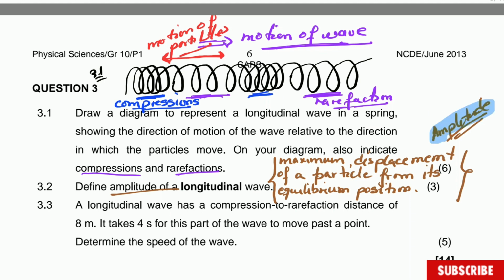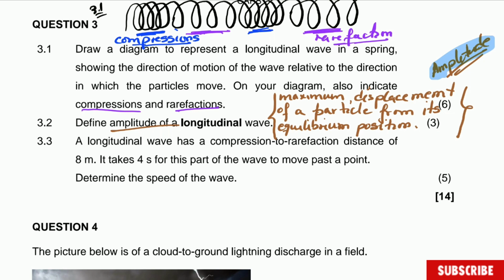It is important. Now, a longitudinal wave has a compression to rarefaction distance of 8 meters. It takes 4 seconds to travel those 8 meters. That 8 meters, guys, is the distance that it is going to travel. It tells you there, and this is the time for that distance. Okay, so to move past that point, determine the speed.